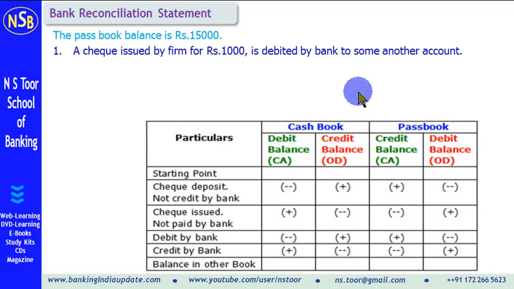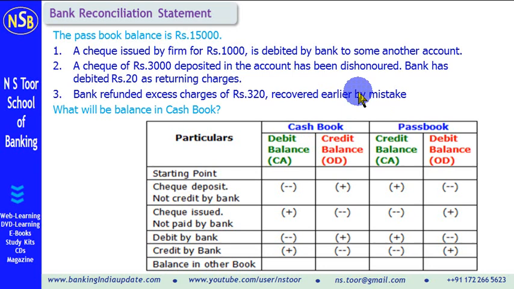So here we have the question. Passbook balance is 15,000 rupees. A check issued by the firm for rupees 1,000 is debited by bank to some other account. So the balance in the passbook is 15,000. Firm issued a check. When firm issues check, it credits the bank account. And when check is presented, the bank debits the account of the firm.